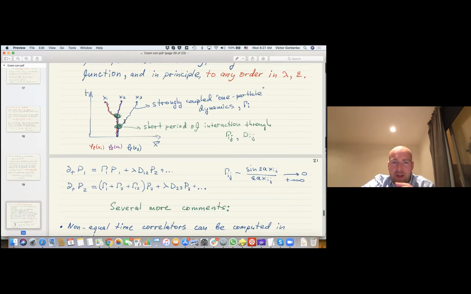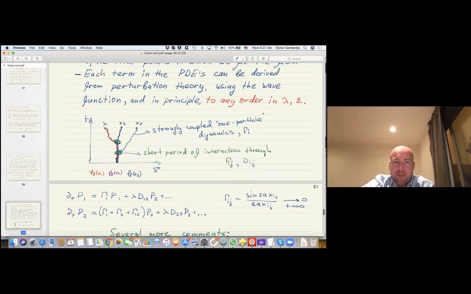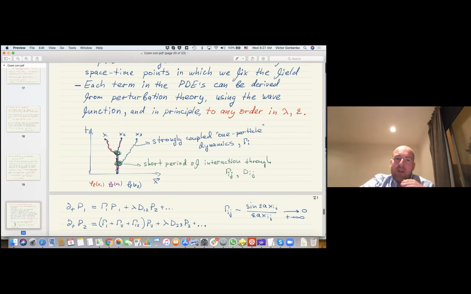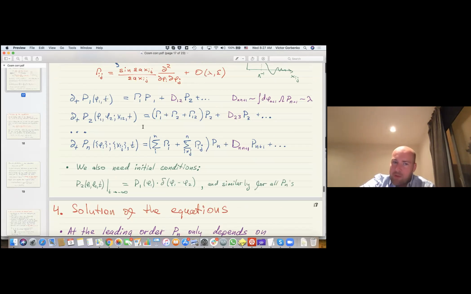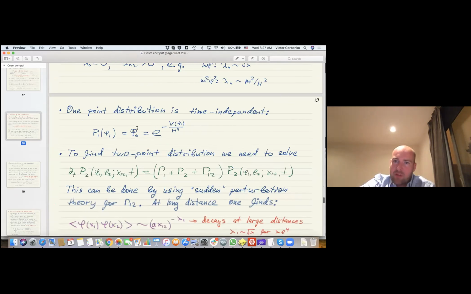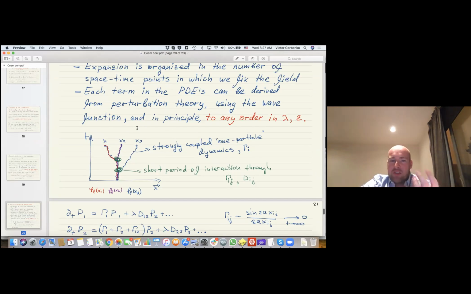So maybe here I have a little cartoon. What happens is that when we solve these partial differential equations, to repeat, the problem of resumming Feynman diagrams, or whatever approach we use to calculate correlation functions, was reformulated as the solution of some system of partial differential equations. So now, what is the physics of these partial differential equations?